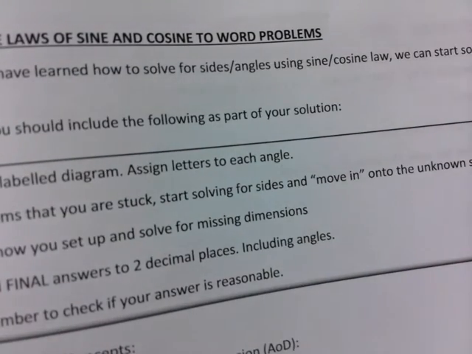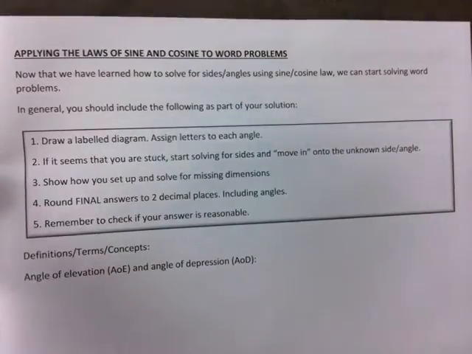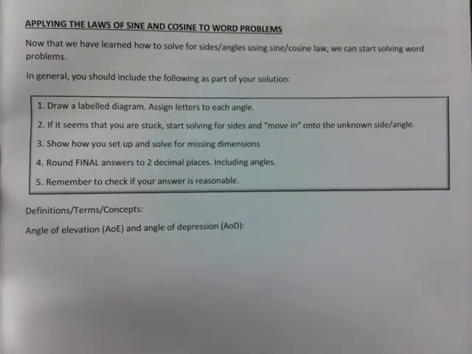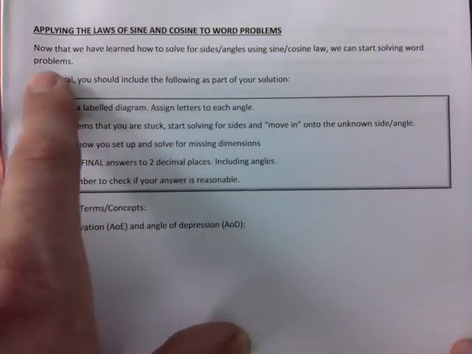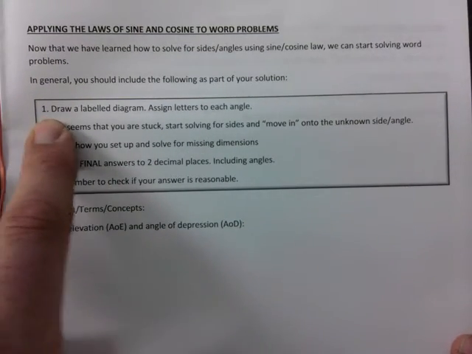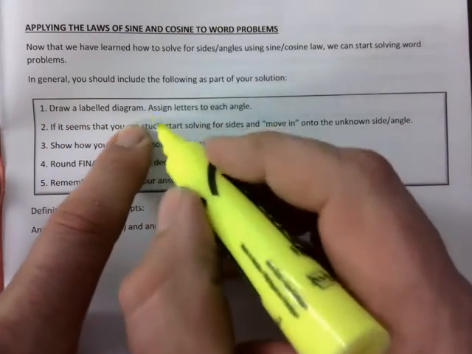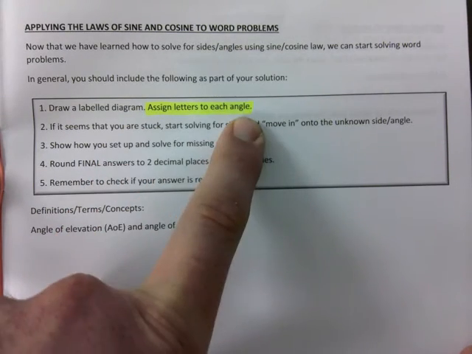So I know that your grade 10 teachers did an amazing job at covering trig and showing you how it's done, but I still will review some of the concepts. So you ready? Now that we've learned how to solve sides and angles using sine and cosine law, we can start solving word problems. In general, you should always draw a labeled diagram. This is important, right? Assign letters to each triangle, to each angle.